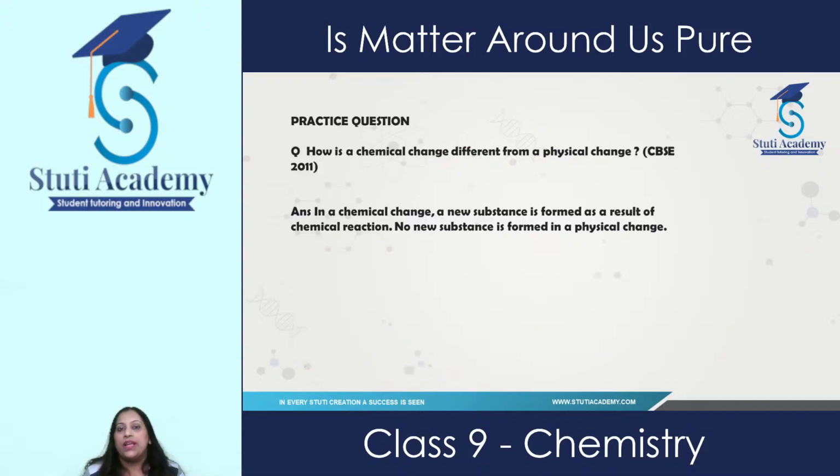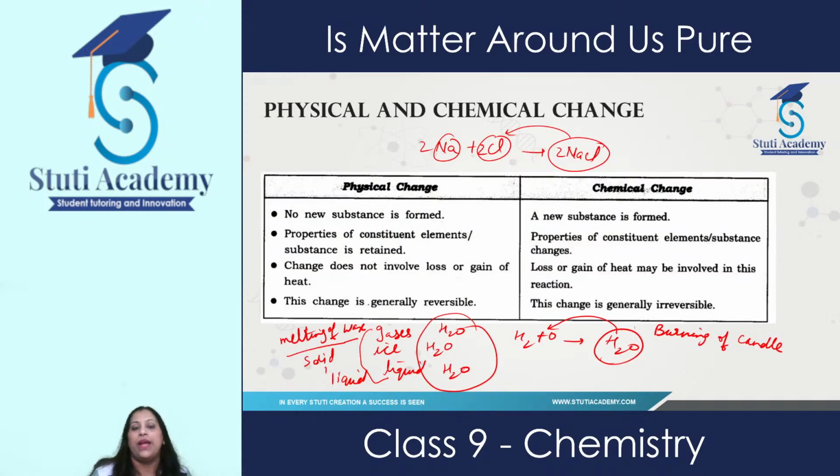Now, what type of question can come in the exam? How is a chemical change different from a physical change? In this type of question, you need to write the difference between physical and chemical changes. Just see how many marks it carries. If it's of 1 mark, you can simply write, in a chemical change, a new substance is formed as a result of a chemical reaction, and no new substance is formed in a physical change. Or you can write any other property. It's up to you. But if it comes in 2 or 3 marks, you need to write all these points which I have explained.